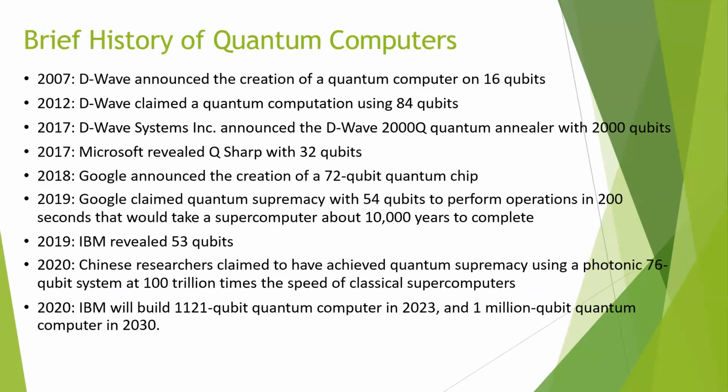Now, 2019 witnessed a historic milestone. Google claimed to achieve quantum supremacy, a moment when a quantum computer performed a task faster than the most advanced classical computers. Now, quantum computing's evolution continues with ongoing research into error correction, fault-tolerant devices, and novel qubit technologies.